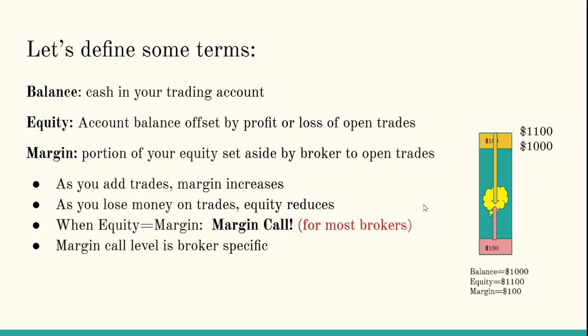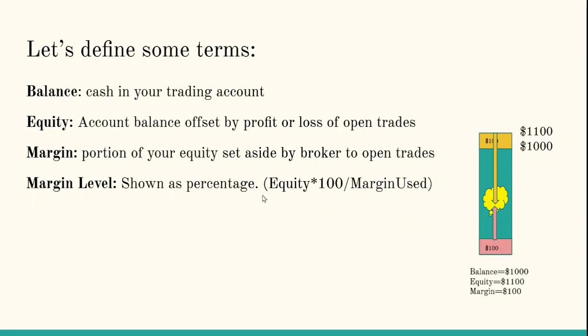Now, every broker sets their own level for where a margin call happens, and so you'll have to check with your broker to find out what that level is. Your margin level is shown as a percentage, which is calculated as your equity times 100 divided by the amount of margin used in dollars or in whatever your account currency is.